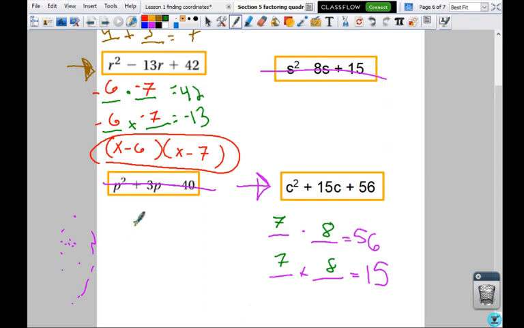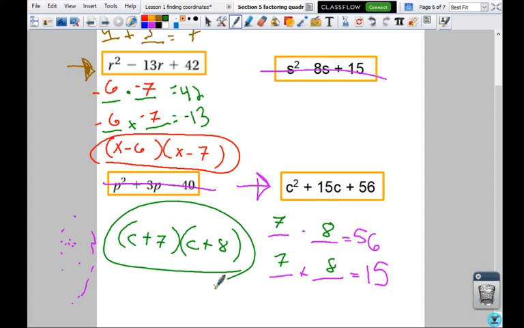So Ira, what's my final answer going to look like? X. Careful though, what's the variable? Oh, C. So c, and then what? There's a plus 7, and what's my second one? A plus 8. Yep, that's it. So start your exit ticket if you haven't yet.